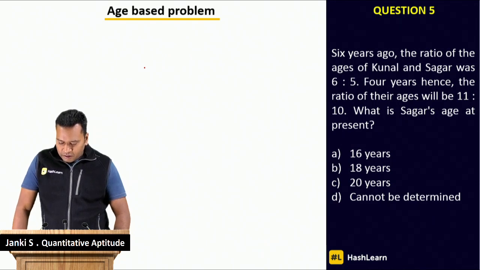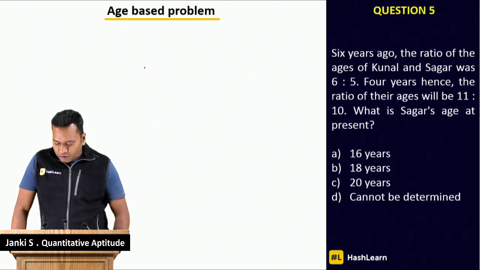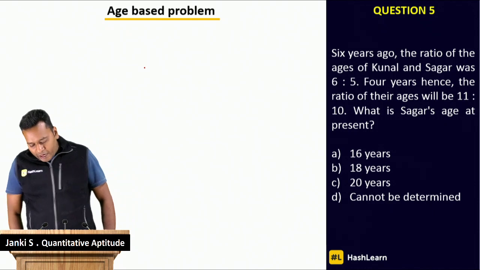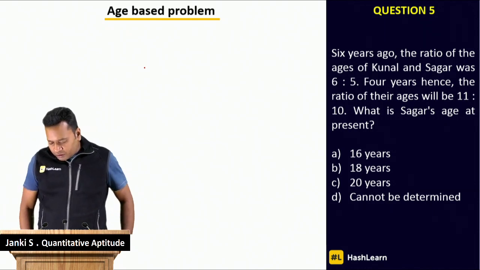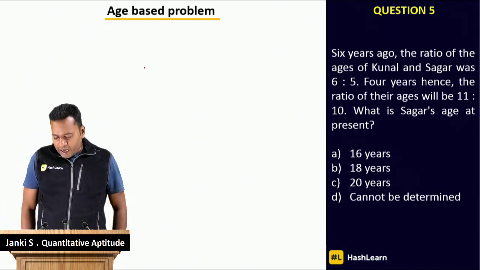Next one. 5th question. 6 years ago, the ratio of the ages of Kunal and Sagar was 6:5. 4 years hence, the ratio of the ages will be 11:10. What is Sagar's age at present, right? So 6 years ago and 4 years hence. Right, so what are the things you can do? You can do two things.